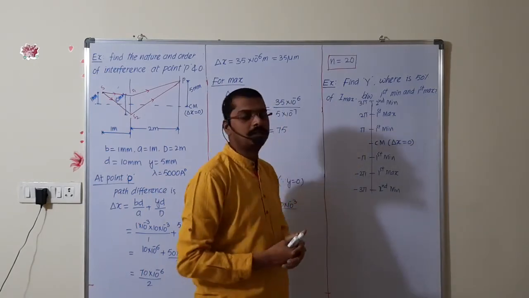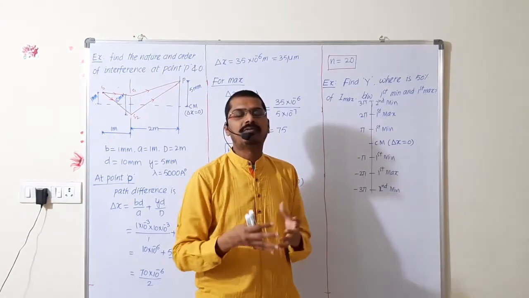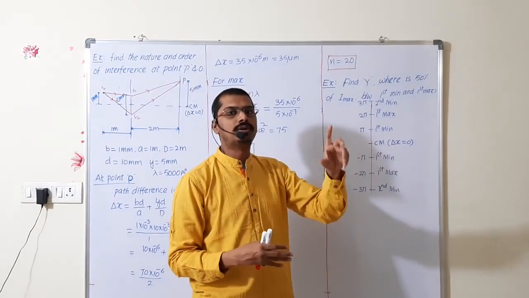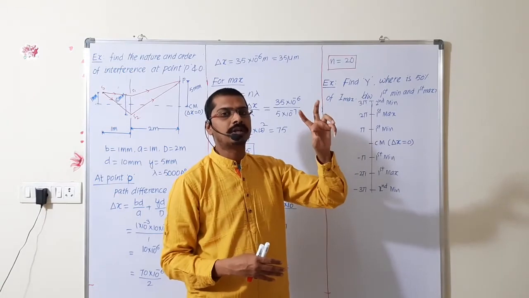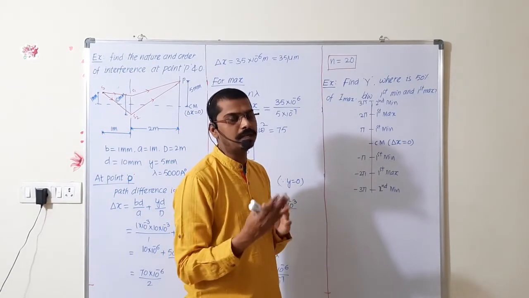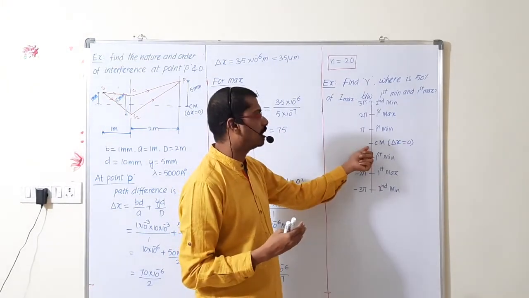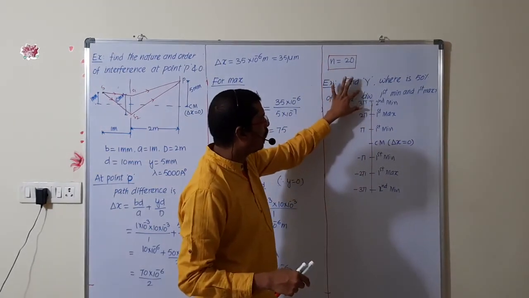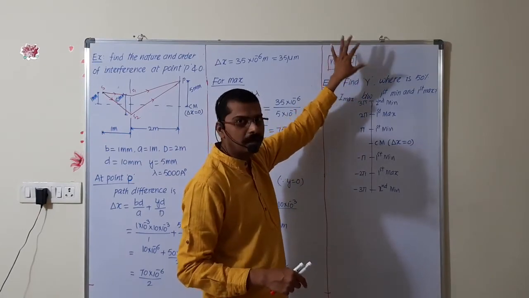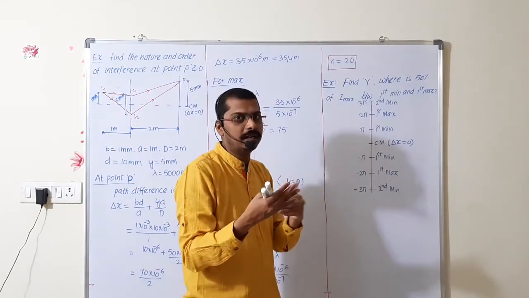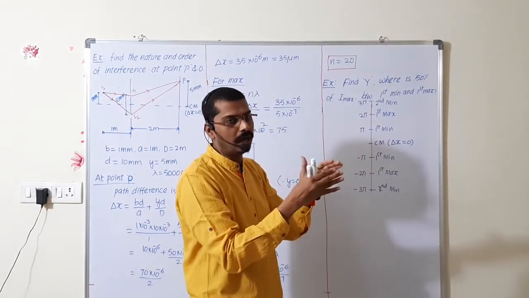In this Young's double slit experiment, there are bright fringes and dark fringes. Bright fringes always form when the phase difference is 2 pi n. For n equal to 0, it is the central maximum. For n equal to 1, 2 pi, then 4 pi, 6 pi, 8 pi and 10 pi. n is the order of the maximum, and it is located at this position.